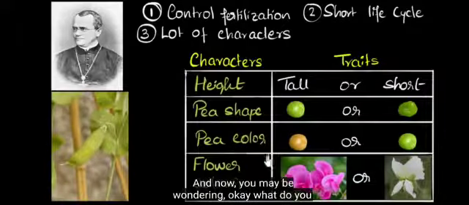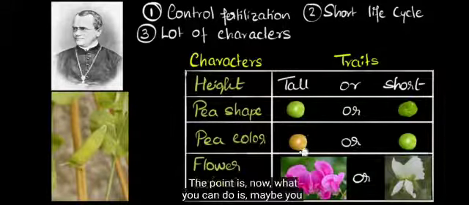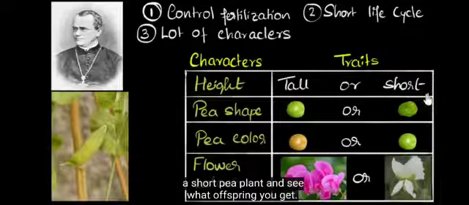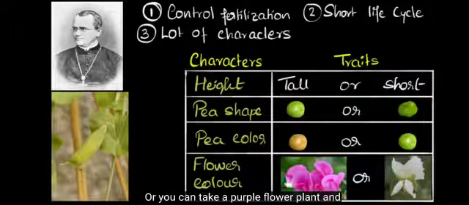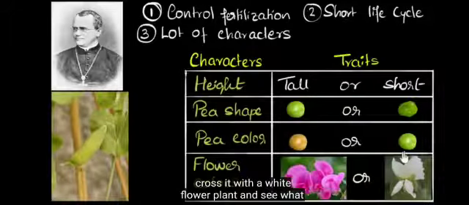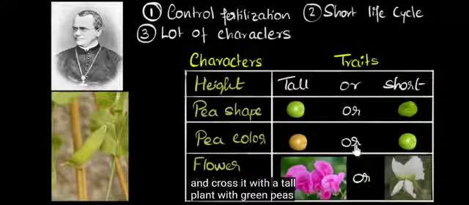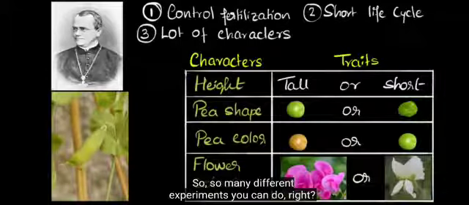And now you may be wondering, okay, what do you do with all of this? What's the point? The point is now what you can do is maybe you can take a tall pea plant and fertilize it with a short plant and see what offspring you get. And you can check how traits get passed. Or you can take a purple flower plant and cross it with the white flower plant and see what trait is getting passed. Or maybe you take a short plant with yellow peas and cross it with a tall plant with green peas and see then what happens. So many different experiments you can do, right?